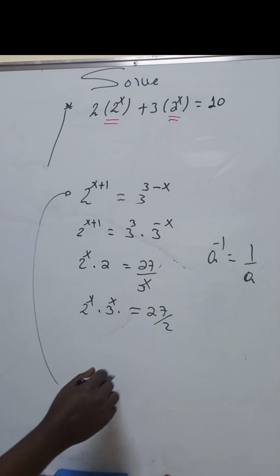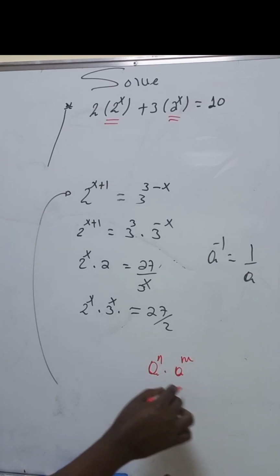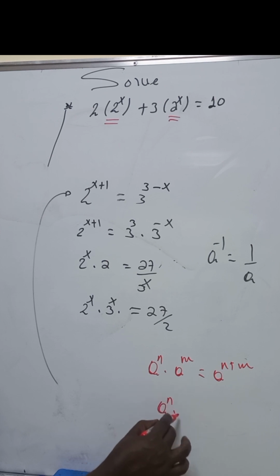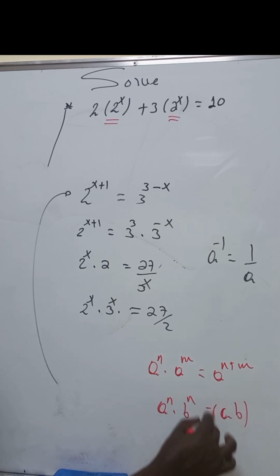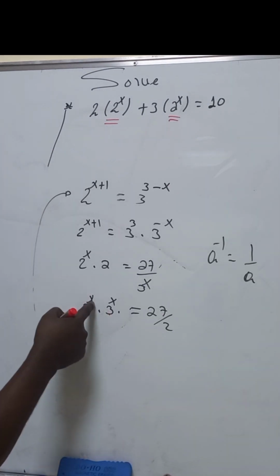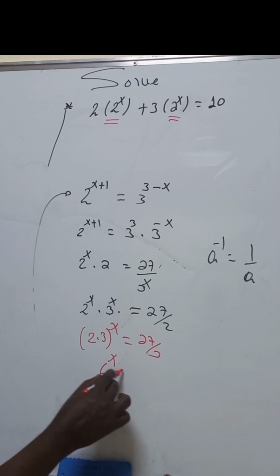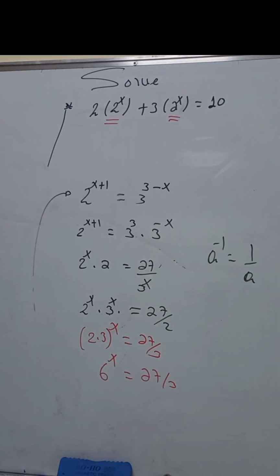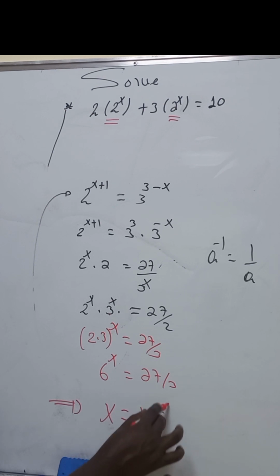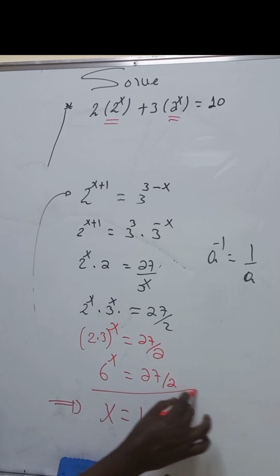Now you know the very important relation: a raised n times a raised m is a raised n plus m. Similarly, if we have a raised n times b raised n, this is written as ab the whole n. So in this case we can apply this technique. 2 and 3 are different but have the same exponent, so 2 times 3, the whole x, is going to be 27 over 2. So 6 raised x is 27 over 2, and you can change this into an equivalent logarithmic statement: x is equal to the logarithm of 27 over 2 to the base 6. So this is the solution of this equation.